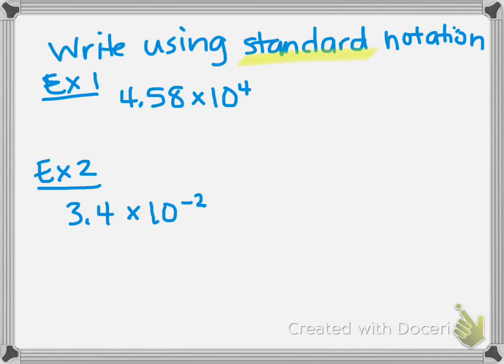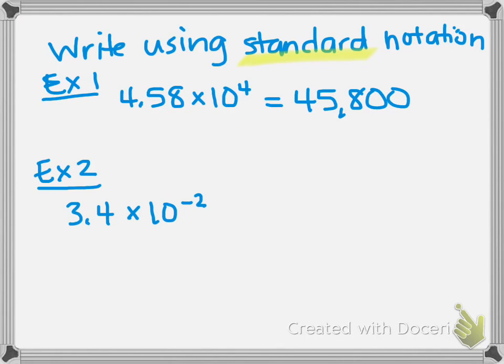So example 1, 4.58 times 10 to the 4th. So basically we're multiplying 4.58 times 10,000, and that would give us 45,800. Okay, the faster way to do this is when you multiply it by 10 to the 4th, you're going to move the decimal place 4 to the right. 1, 2, 3, 4. So you're going to add zeros.